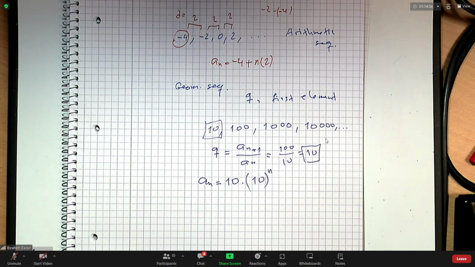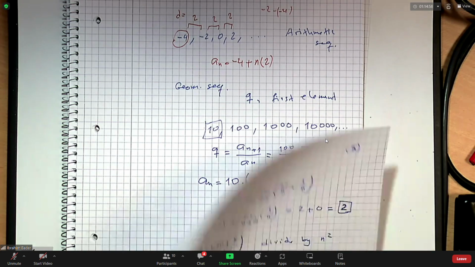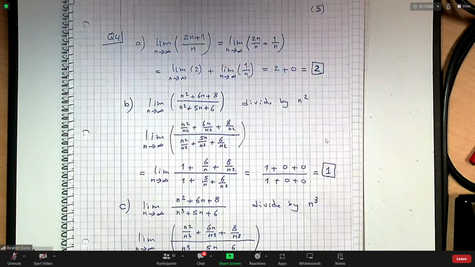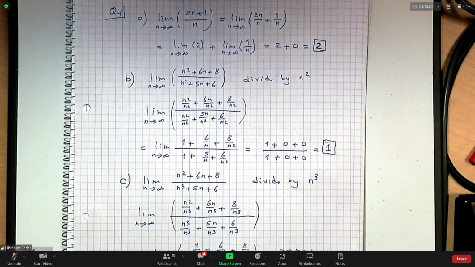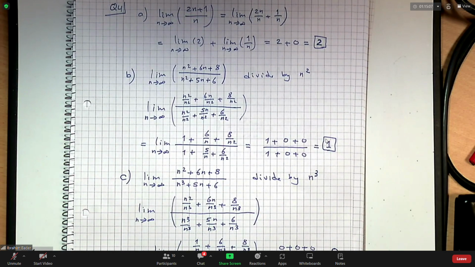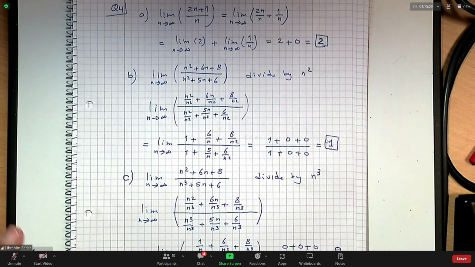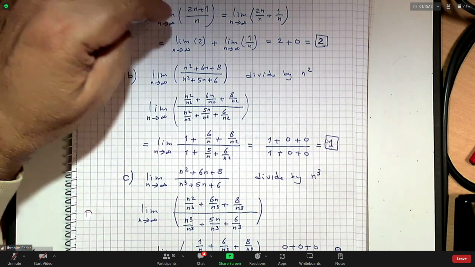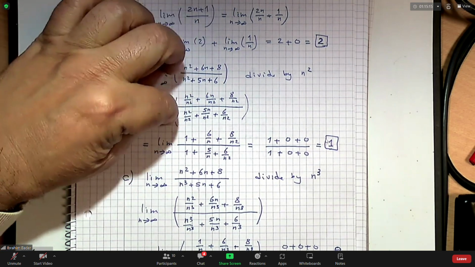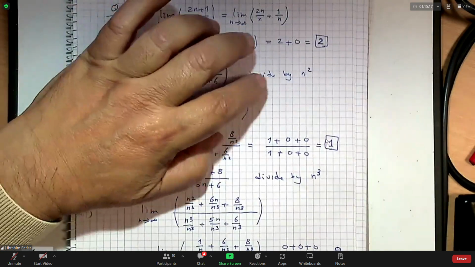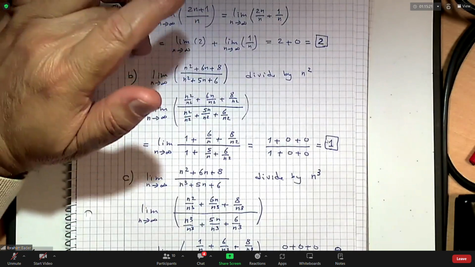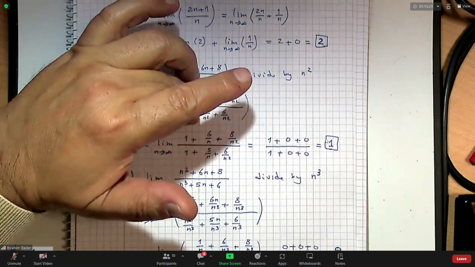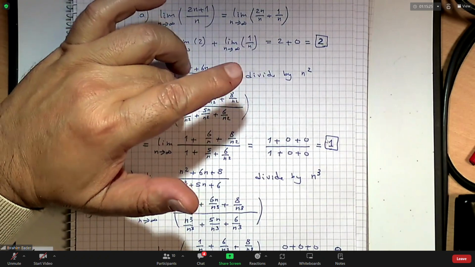Okay, question number 4. As I told you, limit approaching infinity. If you have two polynomials with different degrees, equal degrees, or one is greater than the other, you just always divide by the highest term. Divide by the highest term here, okay? And then you will simplify, and always, if the denominator is greater, then it goes to 0.